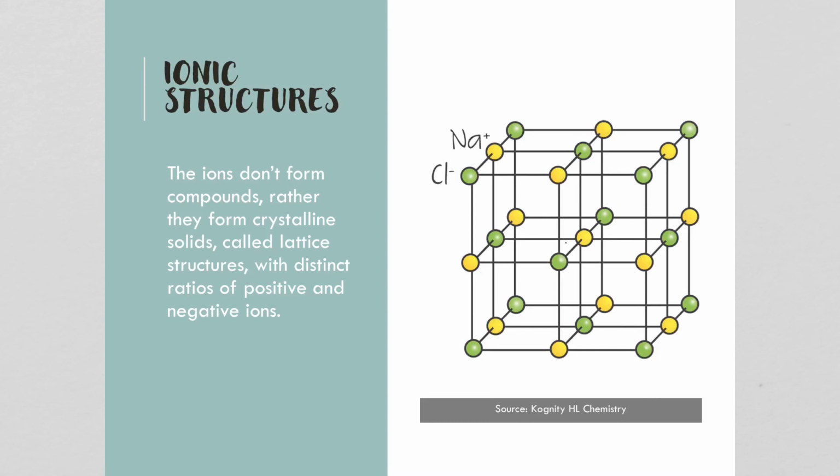So now we'll talk about ionic structures. So ions, when they form compounds, they don't form discrete molecules. Instead, they form crystalline solids called lattice structures, and they have distinct ratios of positive and negative ions. So we'll often call them compounds, but they're actually formula units. So if you take a look at sodium chloride, you can see that sodium always forms a lattice, one sodium to one chloride, and then it's joined to a chlorine, and that's joined to a sodium, and that's joined to a chlorine, and so on. So that's how ionic compounds form.